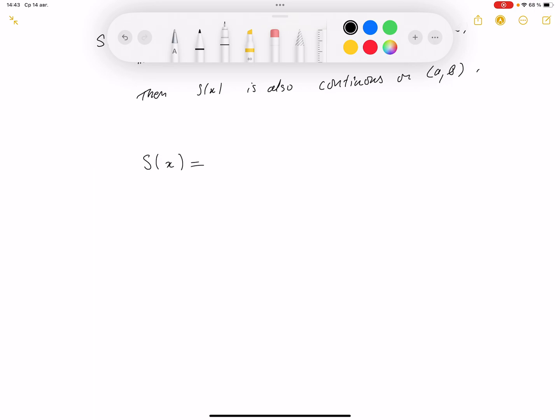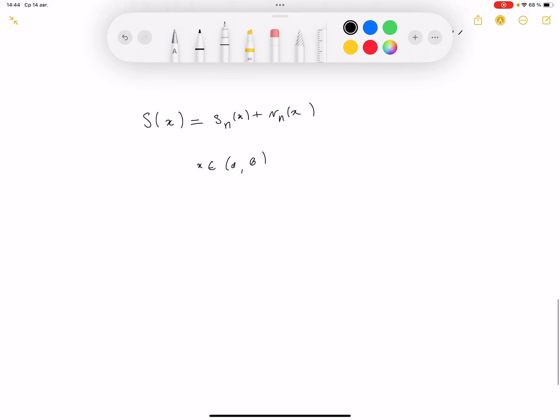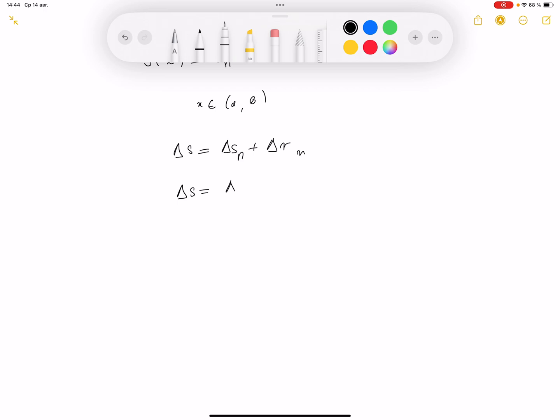So s of x we'll define as the partial sum S_n of x plus R_n of x, right? Here we'll define S_n as the partial sum of the first n terms, and R_n of x is the remainder. Now let's choose some arbitrary value x, which will belong to the interval [a, b], and let's add some increment, right, to our function. So delta s is the small increment. You should know this is basic math, is equal to delta s_n plus delta r_n, right? Meaning that delta s is equal to delta s_n plus R_n of x plus h minus, sorry, R_n of x.